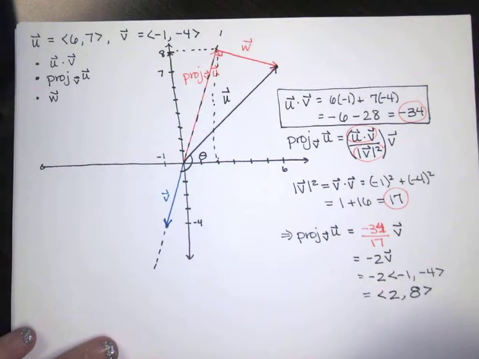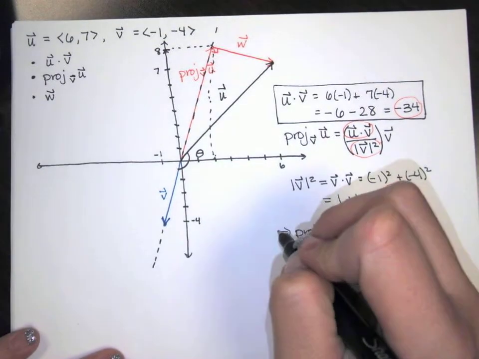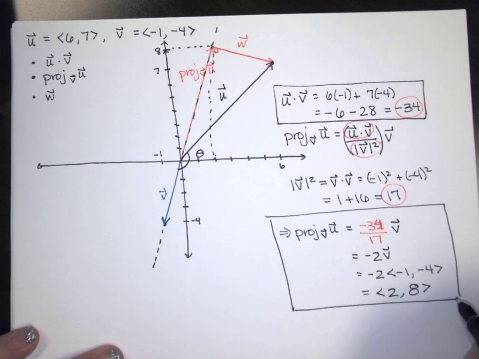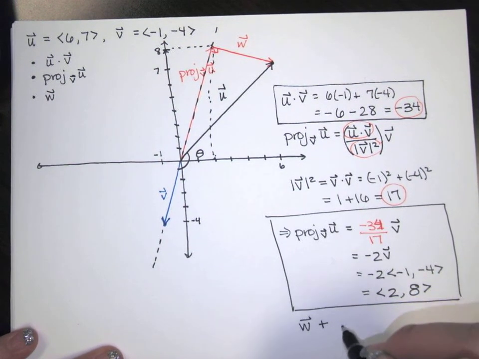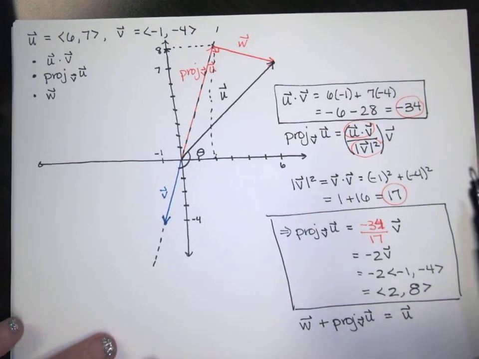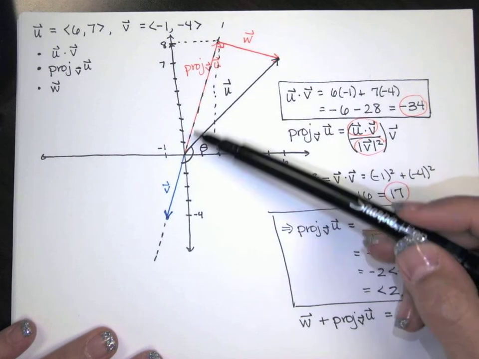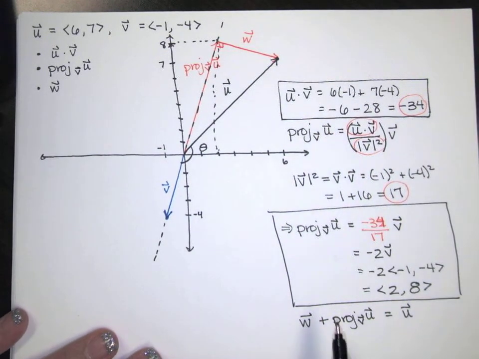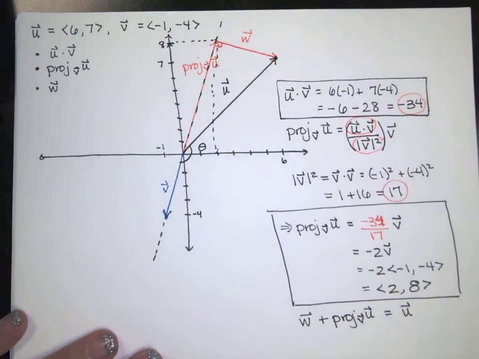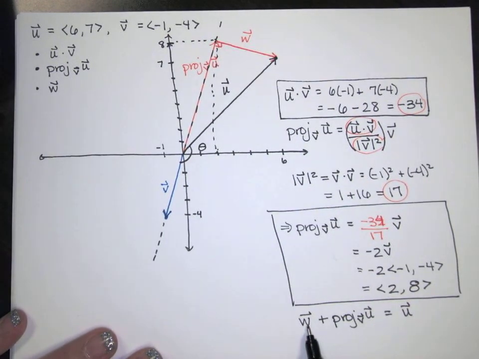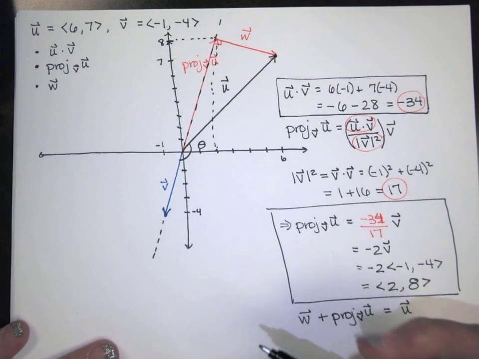Now w satisfies this equation: w plus the projection has to be u, because by design, this is the part of u that's parallel to v, and this is the part of u that's orthogonal to v. So when I add these two guys, I'm supposed to get u back. So if I want to get w by itself, I just subtract the projection from both sides.